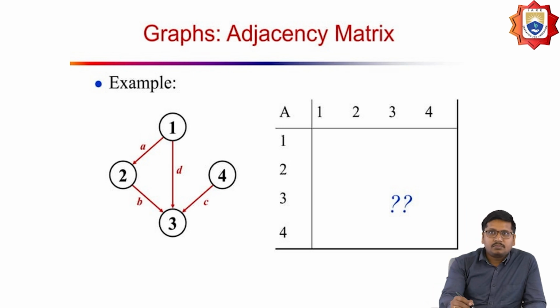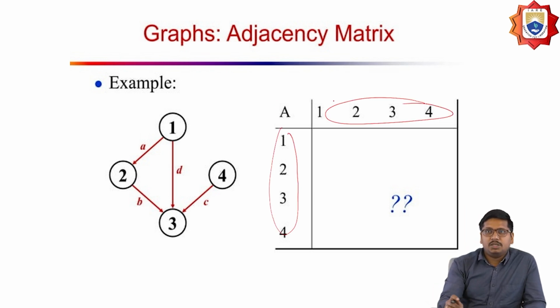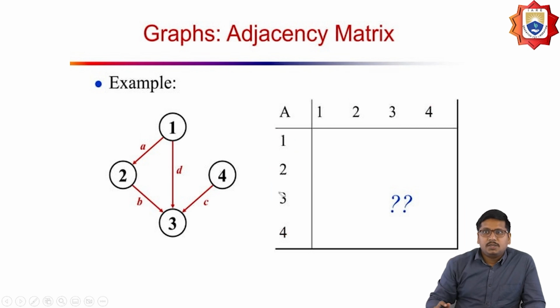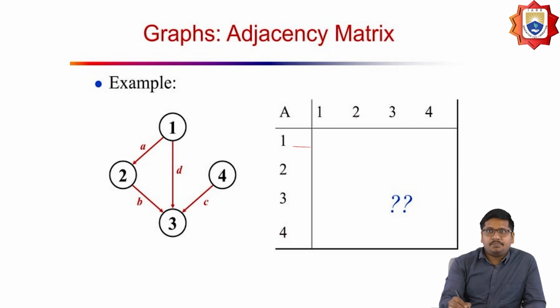In this one, I'm going to consider the set of vertices along the columns and the rows. These are the rows, and these are the columns. So what is the edge I'm going to have from 1 to 2? From 1 to 1 it should be 0. There is an edge from 1 to 2. So this should be a directed graph, so there should be a 1, as it is a directed graph.